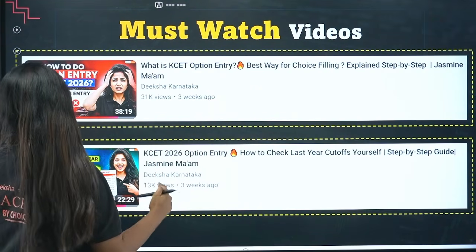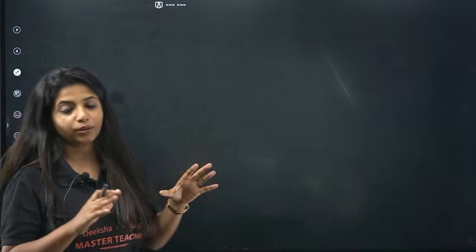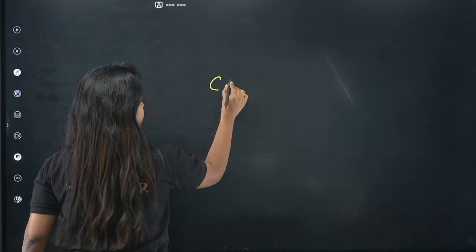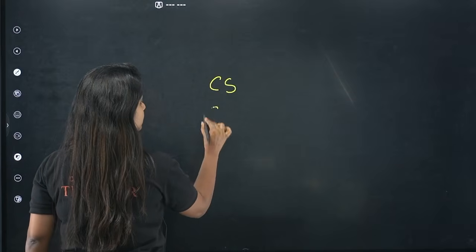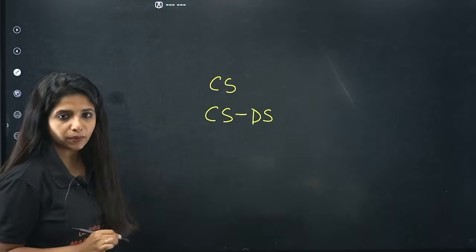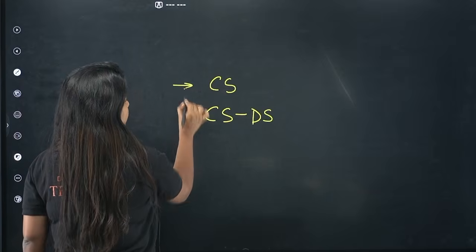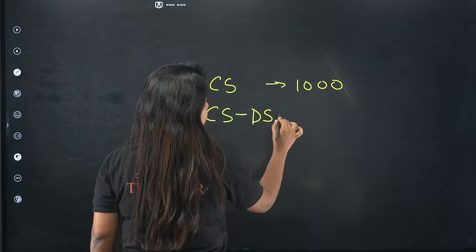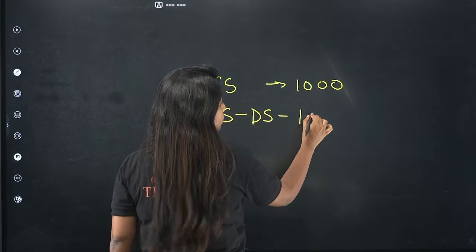Now, if not, listen to me very carefully about a certain thing. Suppose I say that there is CS, and there is CS with data science. Now, ma'am, the cutoff for this CS is 1000 and the cutoff for DS is 1500.